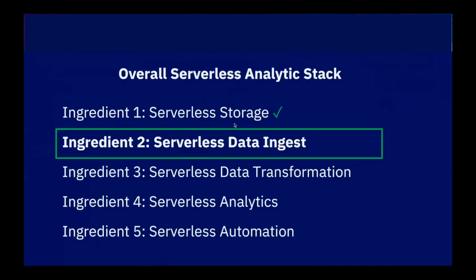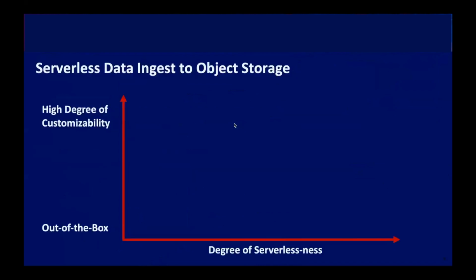Now, let's look at how we get data in. Data ingest into this stack, basically into the Cloud Object Storage. So we can focus maybe on 2 dimensions. There might be more, but for now, let's look at 2 dimensions here. One is how serverless are the ingest options? What's the degree of serverlessness? And how flexible is an option versus it just working out of the box with a push button.